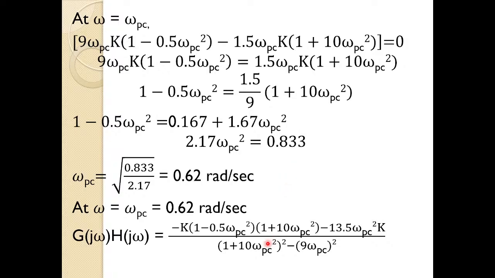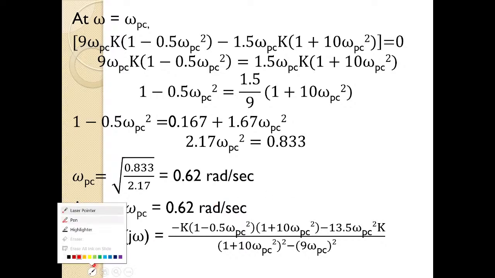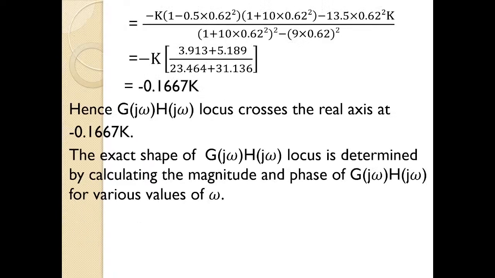Did you complete? So you will get minus 0.1667 k. So g of j omega, h of j omega, when the locus of g of j omega, h of j omega crosses the real axis, then its value is equal to minus 0.1667 k. So in your notes, this is our real axis u.